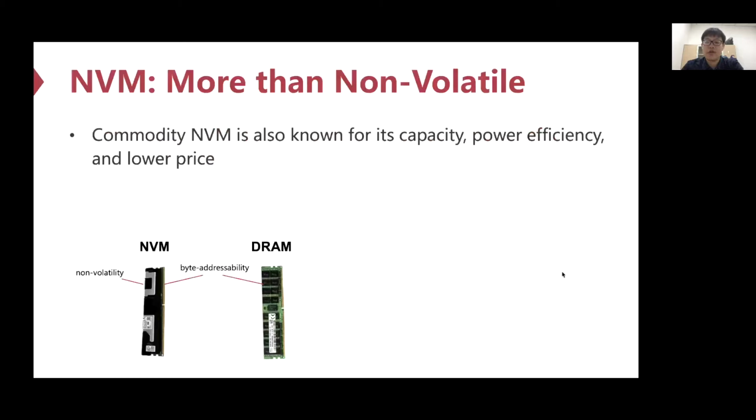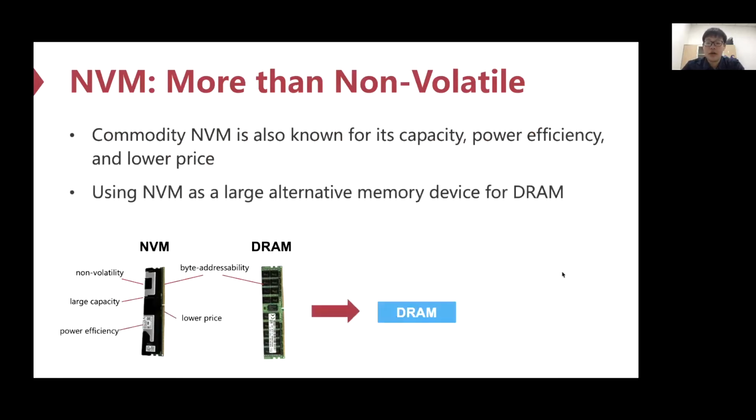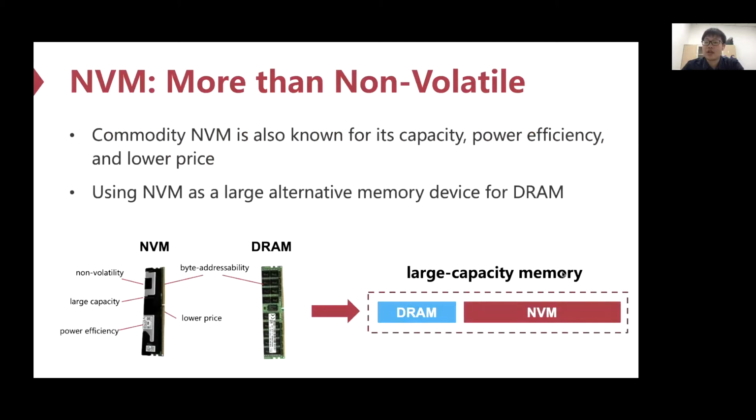Non-volatile memory is known for its features like non-volatility, like SSD and HDD, and byte addressability, just like normal DRAM devices. But it's also known for its large capacity, power efficiency, and lower price. So it can be used as a large alternative memory device for DRAM. People can organize DRAM and NVM together to form a large capacity memory.